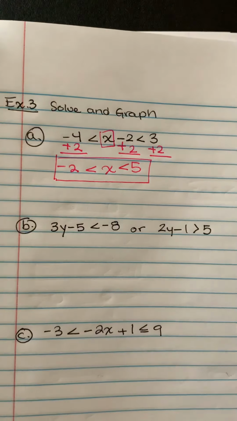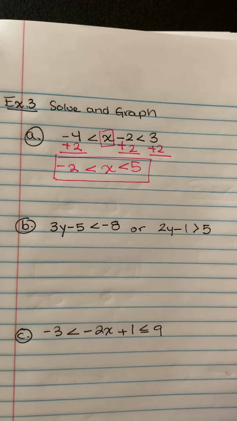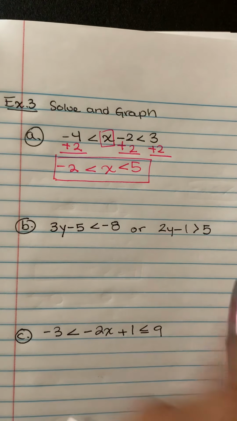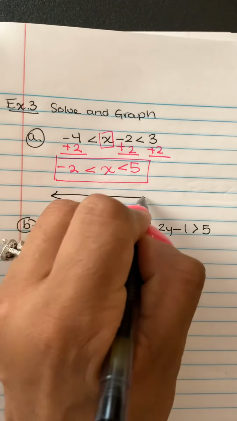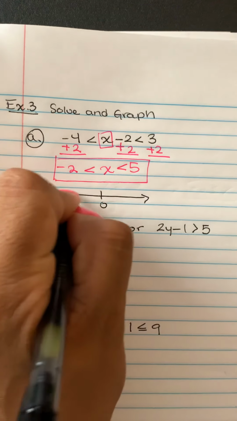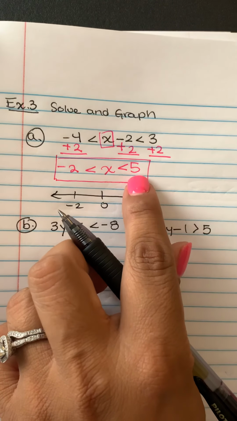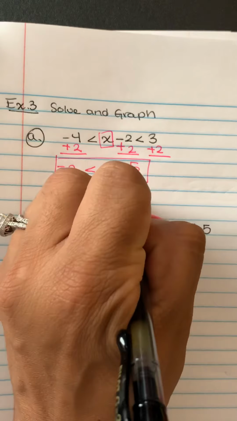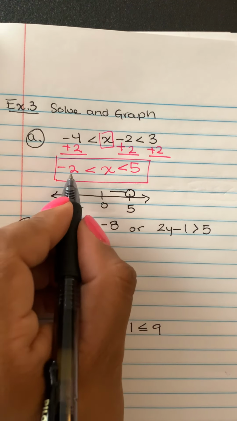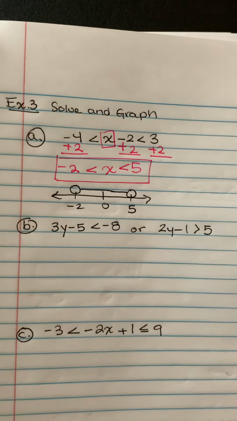X is by itself. Now let's go and graph. So we should know how to graph. It's an and, so we know our graph is going to connect. Largest numbers on the right, we have 0, -2, and +5. X is less than 5, so it's an open dot. X is greater than -2, open dot. There it is. Solve and graph.